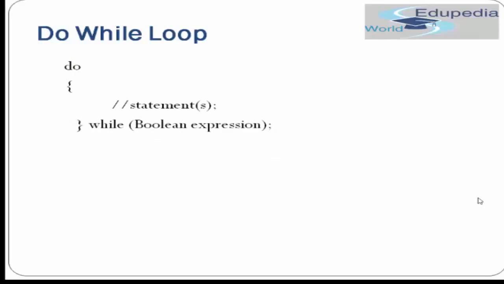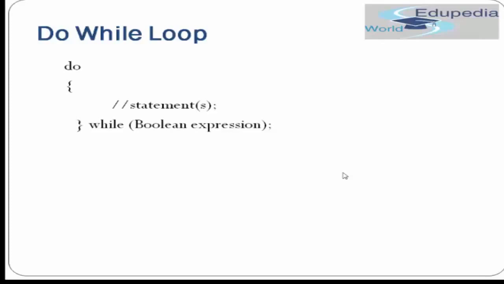So this is the syntax of a do while loop, in which we write the do keyword, and after the curly braces we write while. Inside the while we have a boolean expression which should be true. If it's true, the loop will keep on executing. Once it's false, the loop will stop executing. And the statements are whatever we have to execute within the do while loop.